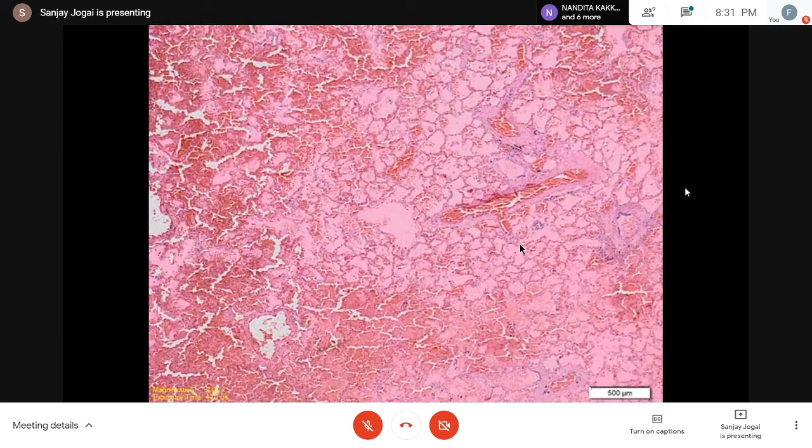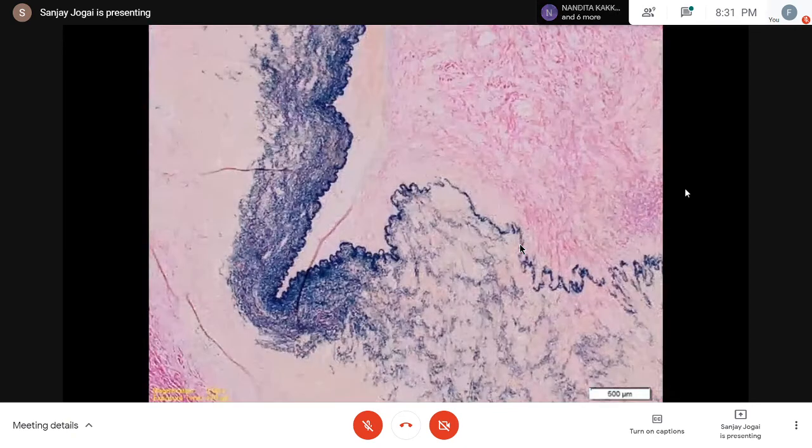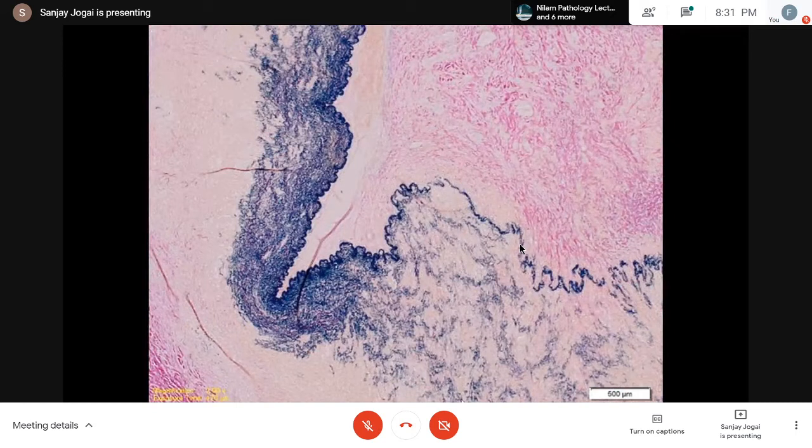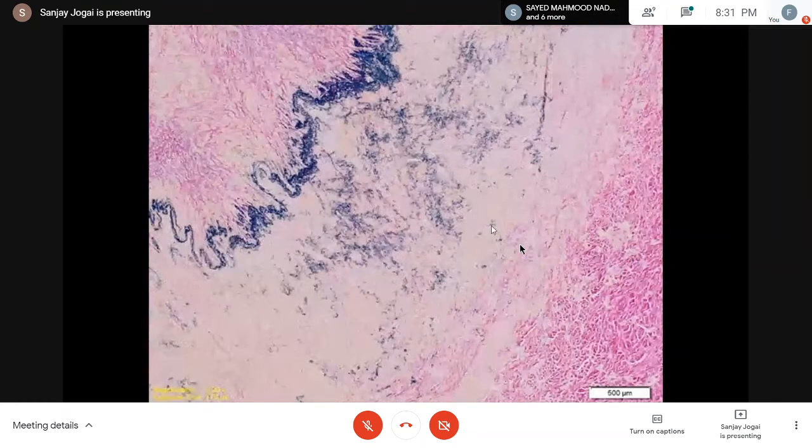So what are we dealing with? We have something interesting. This is an EVG stain, and you can see the vessel, how the elastic lamina has been completely ripped apart. It's so fragmented. This is another focus to show a very fragmented elastic lamina.